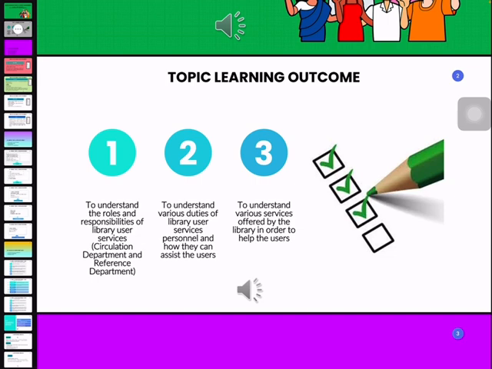Okay, the topic learning outcome first, to understand the roles and responsibilities of library user services, which are circulation department and reference department, and then to understand various duties of library user services personnel and how they can assist the users. Next, to understand various services offered by the library in order to help users.